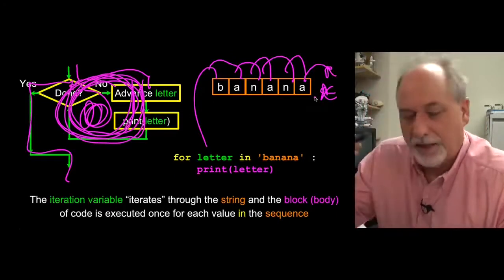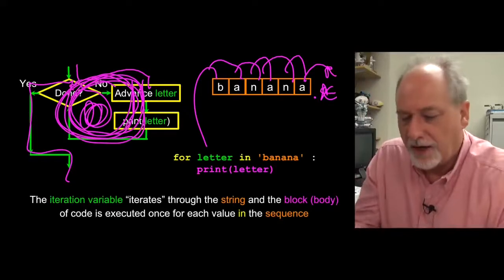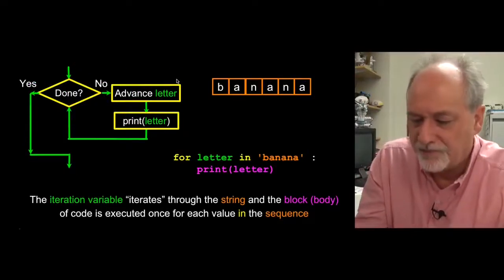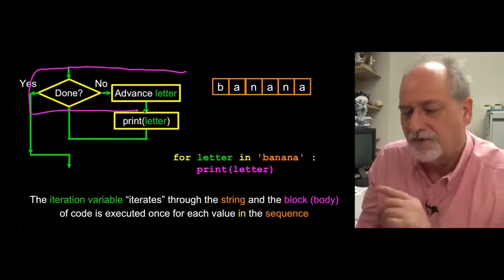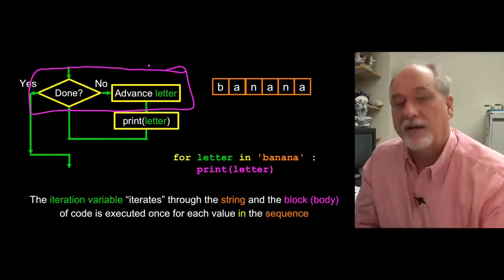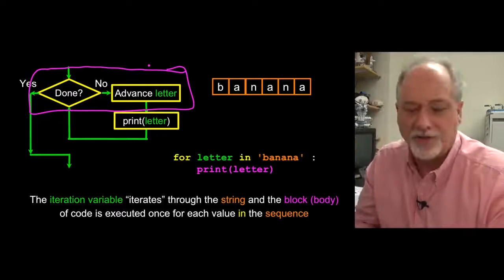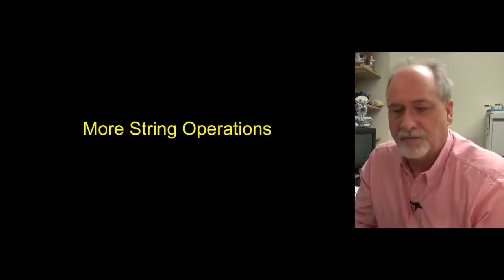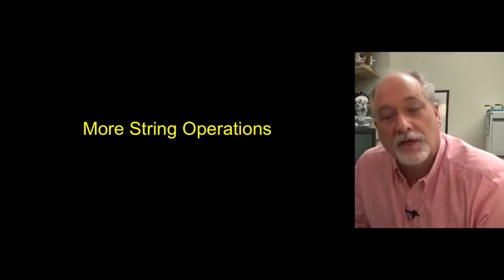And so you can think of the for as magically doing all of this for you, of both deciding how long to run the loop, when you're done or not, and moving down through all the successive letters in the loop. So up next we'll talk a little bit about additional things that we can do with strings.